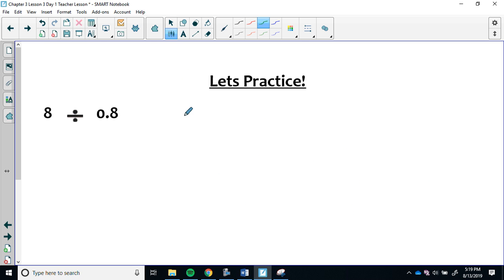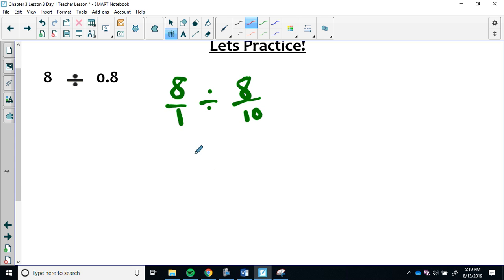One more. So we have 8. We're going to put that over 1. 8 over 1 does not change the value. Divided by 8 over 10. Why? Because the 8's in the tens place. So we can change this to a multiplication problem. So 8 over 1 times 10 over 8, multiplying by the reciprocal.